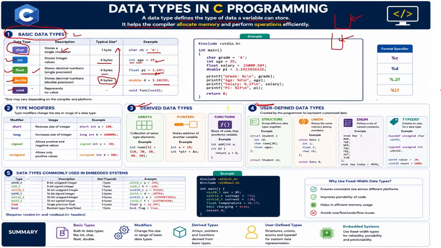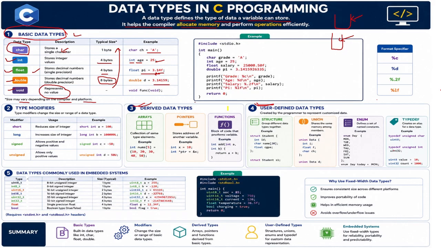Here you can see examples. And void is also a basic data type, but when you use void with functions, the function will return nothing to you. So void represents no value. We saw different sizes of data types, and the size of data types may vary depending on the compiler or platform that you are using.